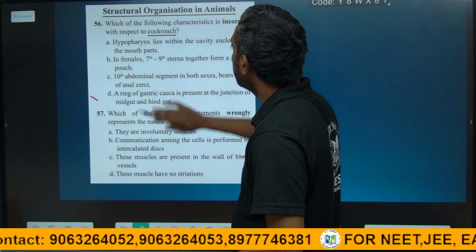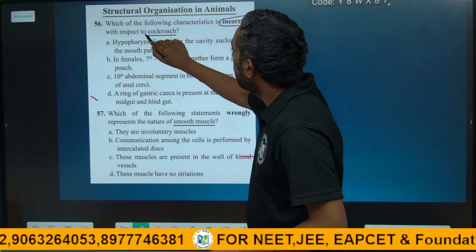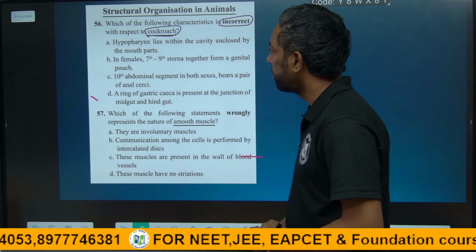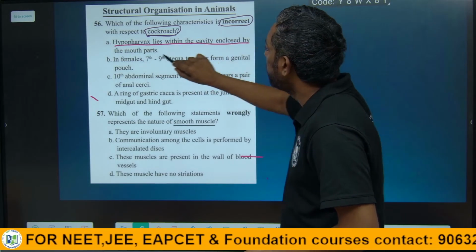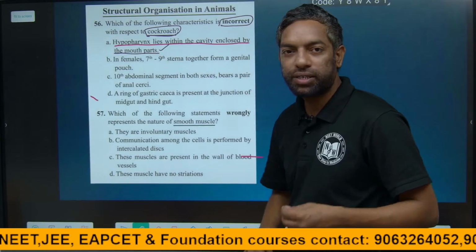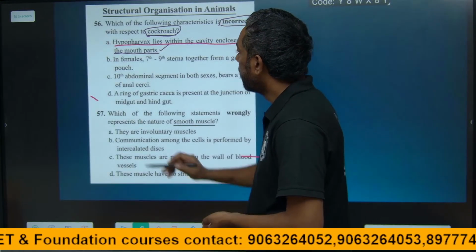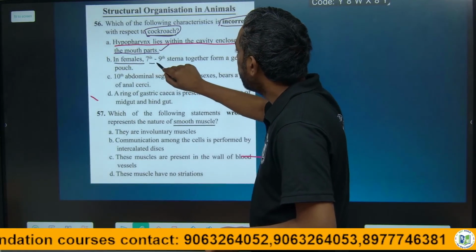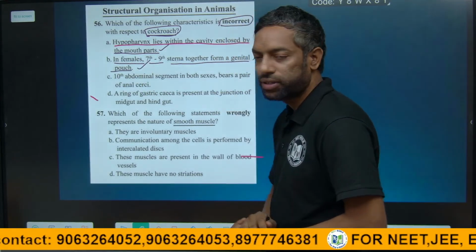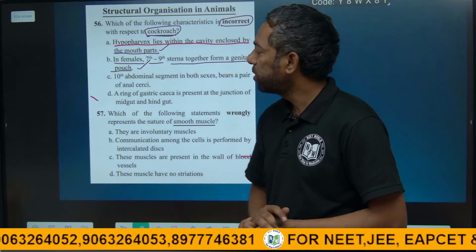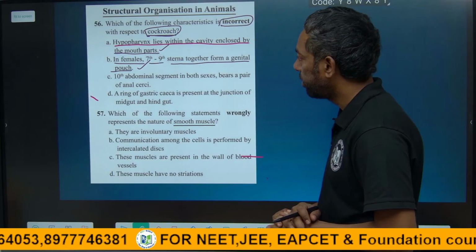Which of the following is incorrect with respect to the cockroach digestive system? The hypopharynx lies within the cavity enclosed by the mouth. Of course, the hypopharynx is enclosed by the mouth. This is absolutely the right statement. The female's 7th and 9th sterna together form the genital pouch. Of course, the female genital pouch is located at the 7th, 8th, 9th segments. This is fine.